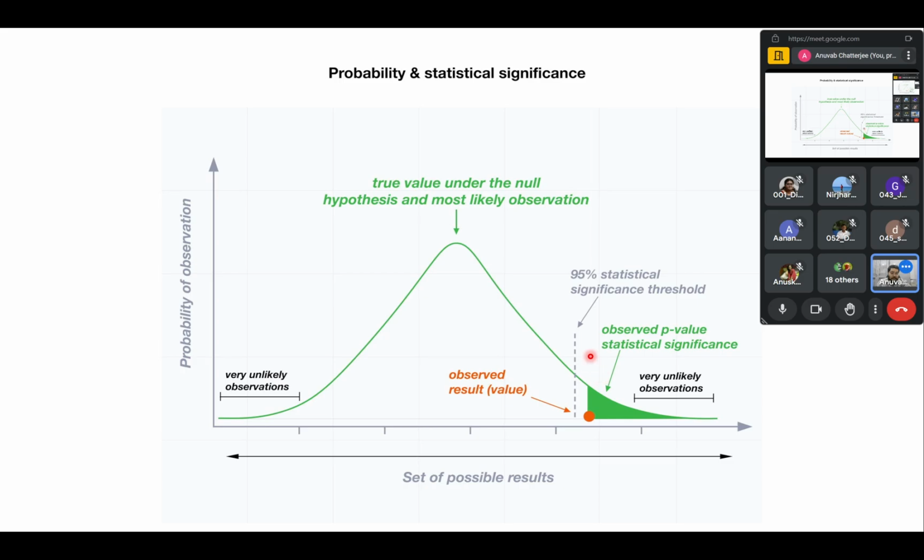So this 95% statistical significance threshold is where our alpha values lie. So this is our type 1 error bar. If this is crossed, then our null hypothesis would get rejected. And how do we know that? We use an identifier called p-value.